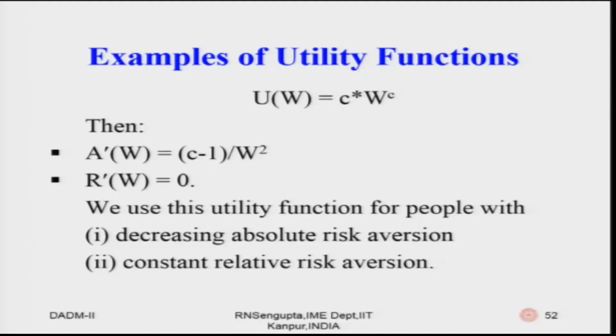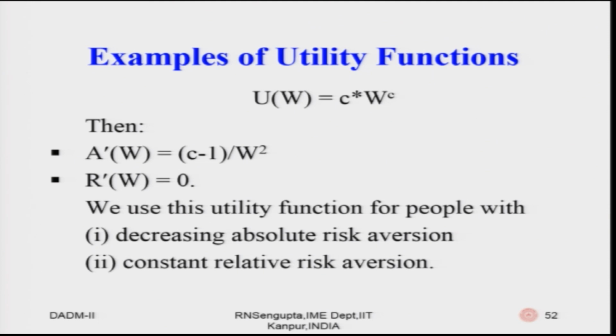Differentiate again with respect to w. Whenever I use the word differentiation for all these problems, it is differentiation with respect to the variable w, which is the wealth. Once you differentiate A, you find A prime, which comes out to be minus bracket C minus 1 by w square. w square is obviously positive, so if C is greater than 1, A prime will be positive. If it is less than 1, obviously it will be negative.